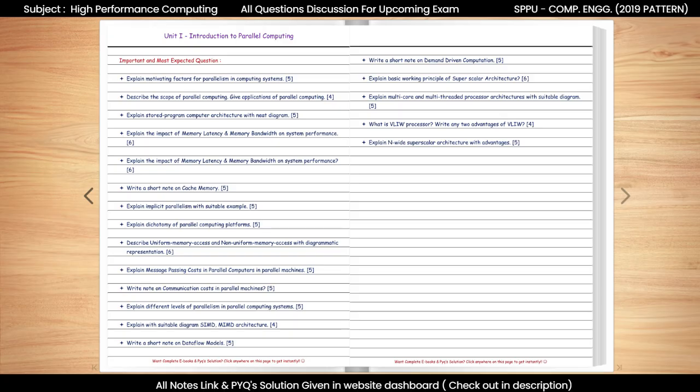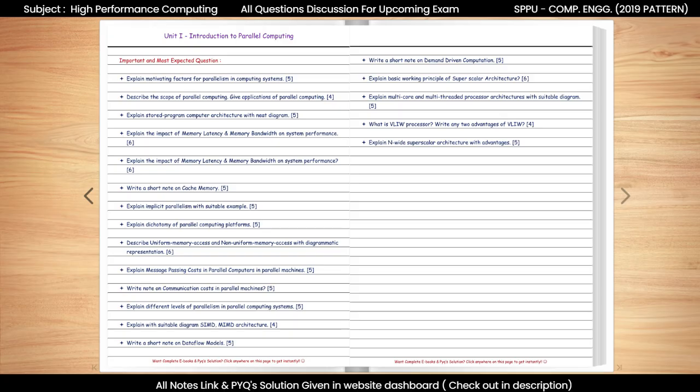Each approach has advantages and challenges related to speed, scalability, and complexity. Now, let us move on to our next important topic, uniform memory access and non-uniform memory access. From this topic, we can expect questions such as, describe uniform memory access and non-uniform memory access with diagrammatic representation.